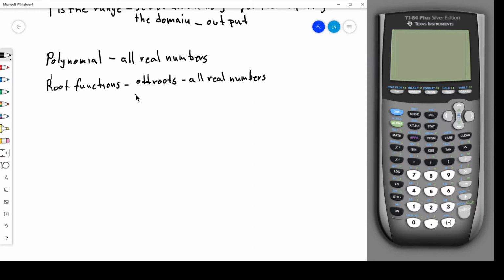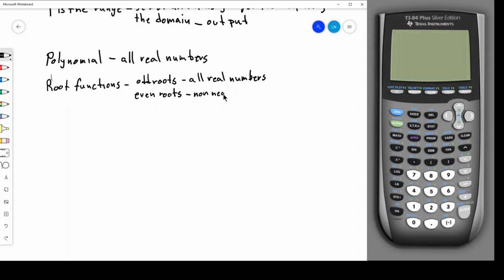Even roots have restrictions, right? Even roots, think square root. What can't you put into a square root? Well, you can't put a negative number into a square root if I'm working in the real numbers. So even roots have a restriction. You can put 0 in, so I can't say positives, but I can say non-negatives.